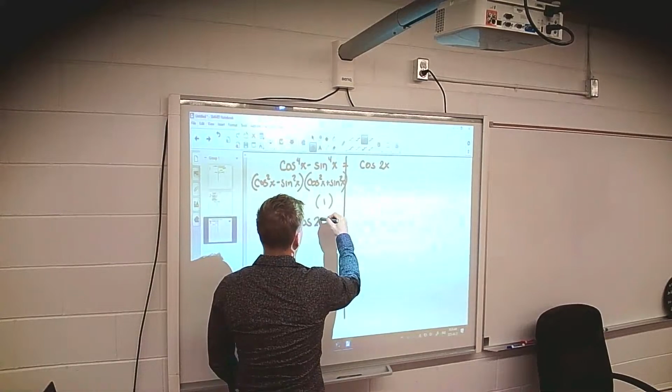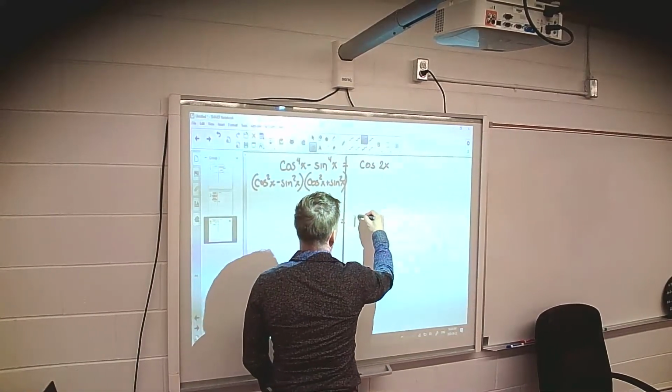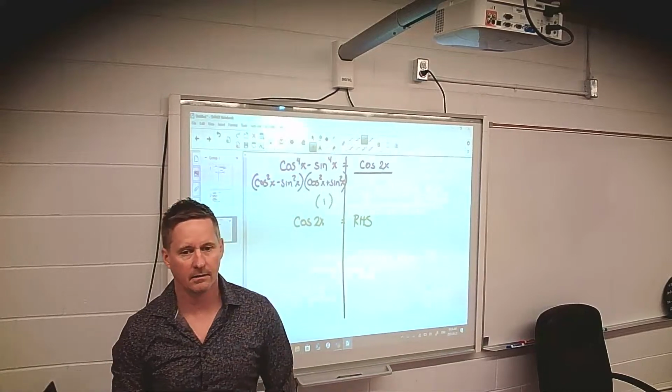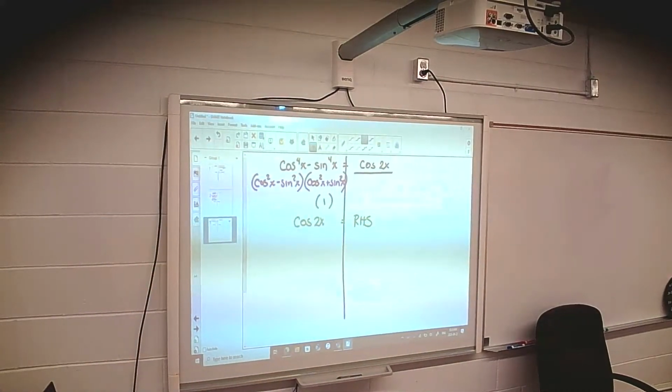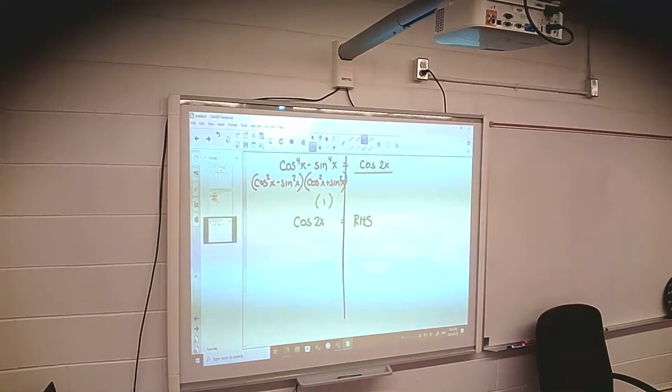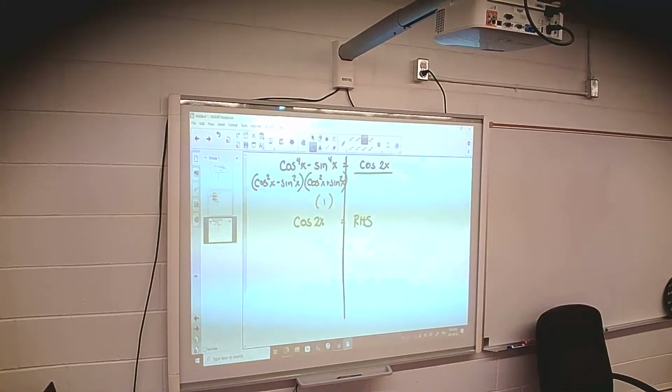What are we looking for in the question? We were looking for this here. How do you get there? The question itself will lead you to the answer, because you needed to get cos 2x. Well, how do you get cos 2x from what's on the left-hand side? I saw that I had cos squared x minus sine squared x. That is cos 2x.